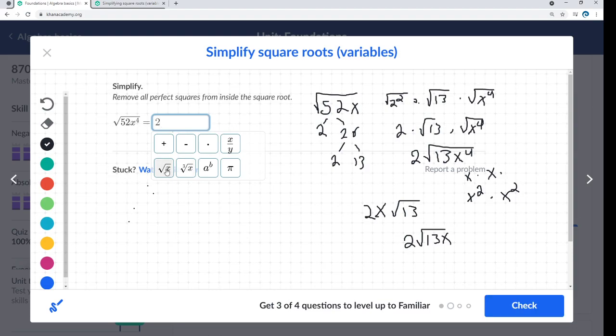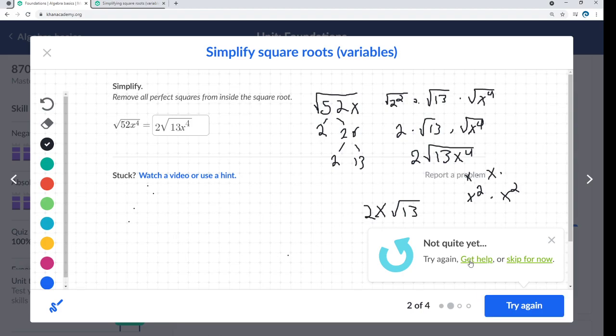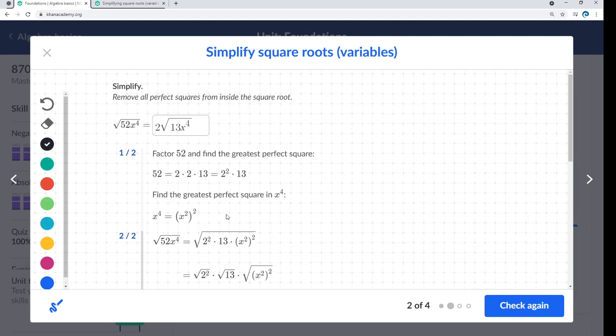2 times square root of 13x to the 4th. It's not right. How do I get help?